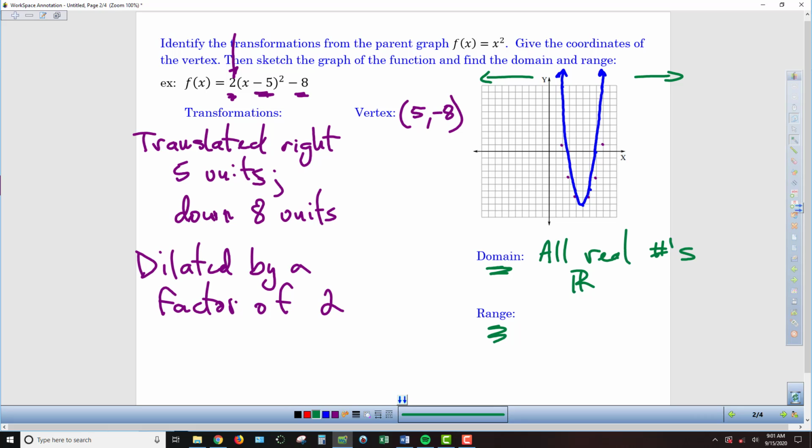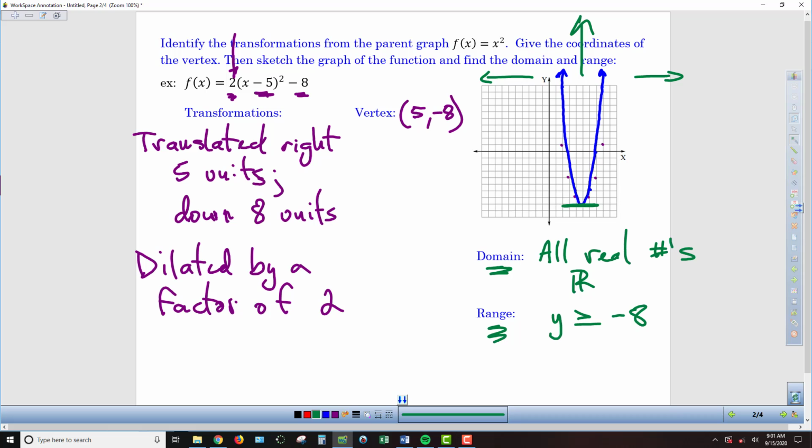Now in the vertical direction for the range, that's not the case. This graph does extend upwards forever, but it does not go down forever. It has a floor. And so that floor right here is going to be whatever the y-coordinate of the vertex is. That in this case is the lowest point that this graph ever hits. So my range in this case is going to be y is greater than or equal to -8. So whatever the bottommost point of my graph is, that's my floor, and then I'm going up forever from there. So in this case, y is greater than or equal to -8.